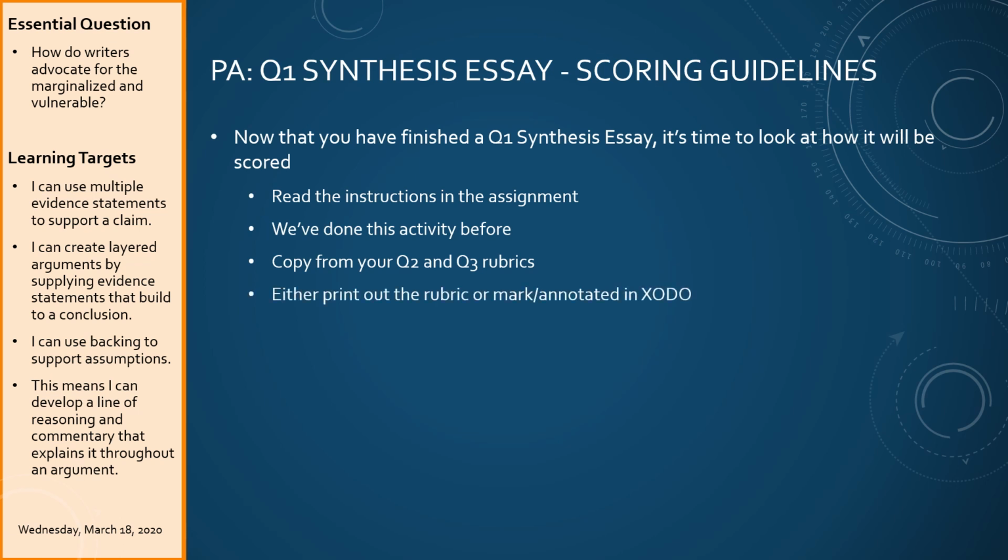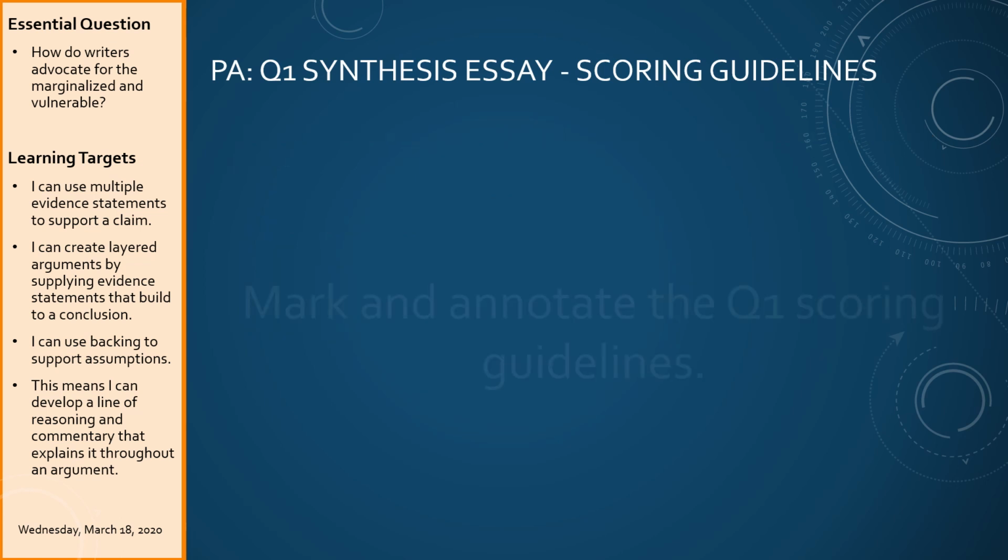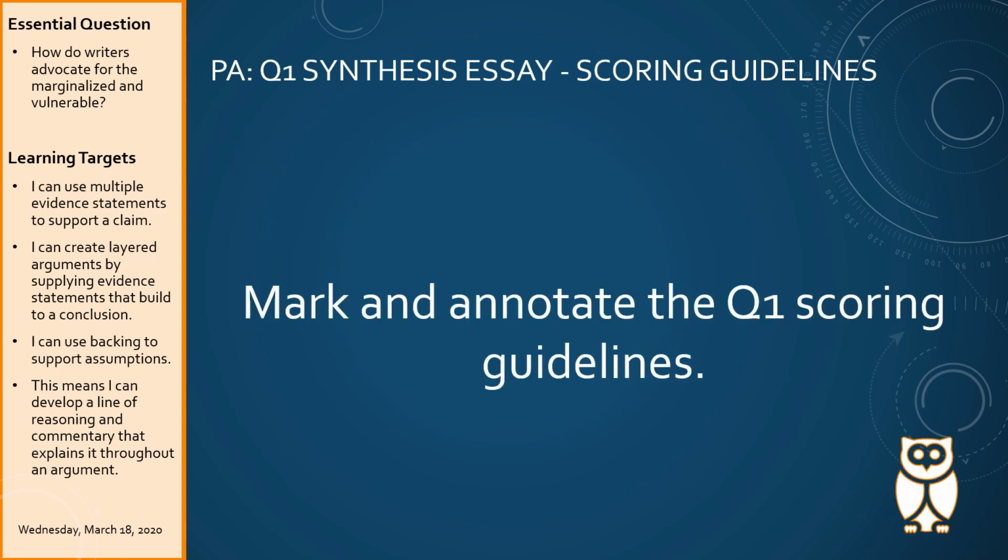And this time, since we're not in class together, I don't have copies to hand out to you. You'll need to either print out the rubric yourself or mark and annotate that rubric in Zodo, the PDF annotator. When you're done as well, I know I haven't taken these up in the past, but with eLearning, I need to ensure that you're doing these things. So go ahead and submit a PDF copy of your marked and annotated rubric when you're finished. All right, at this time, go ahead and download that Q1 scoring guidelines rubric and mark and annotate it either by hand or in Zodo.